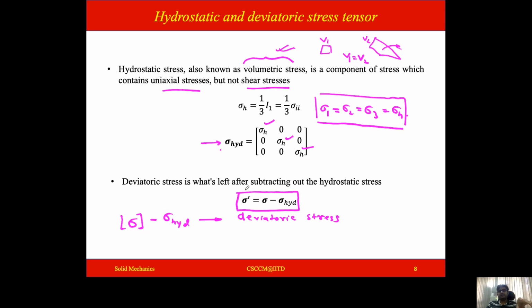And from the next lecture, we will be talking about strains. So we will talk about strain in a body from the next lecture onwards. So thank you, and we will meet again in our next lecture.